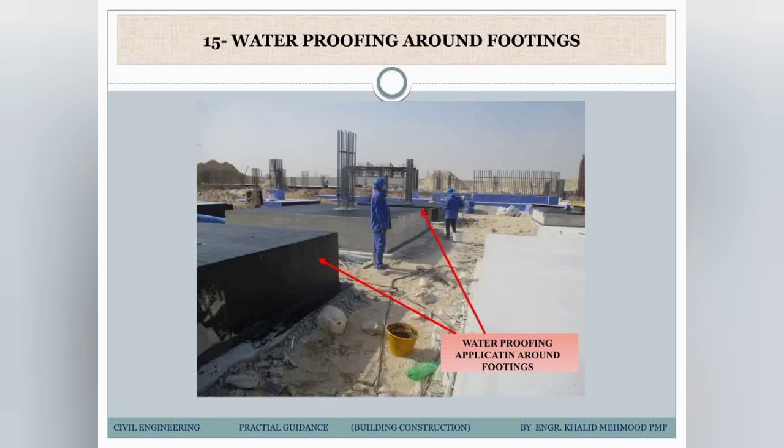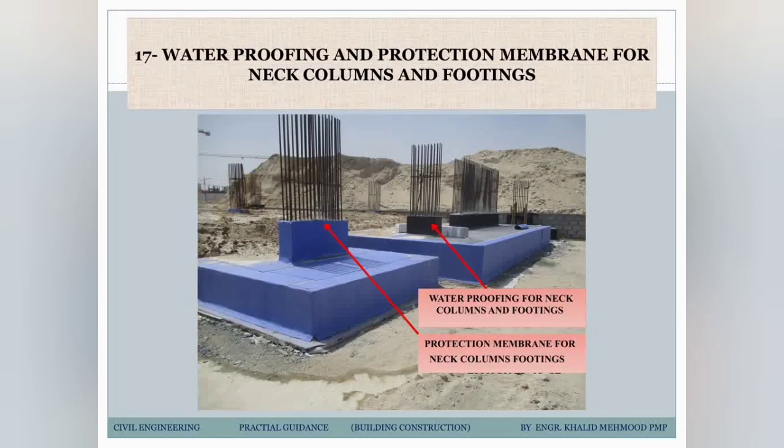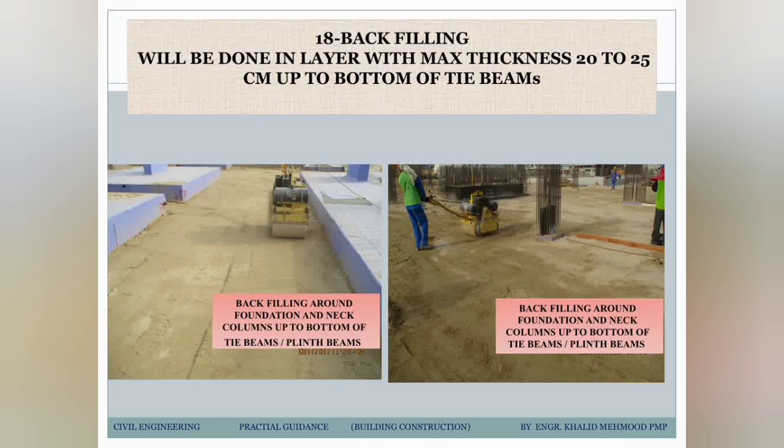After the waterproofing for the foundations, above the foundations we have one more activity, which is called the neck columns. Why do we cast the neck columns? Because we have the plinth beams above the foundations. The plinth beams are a little high, so we will cast neck columns up to the level of the plinth beam, and the neck column also should be waterproofed. So you can see we did the waterproofing for the neck column, and the protection membrane is also in place.